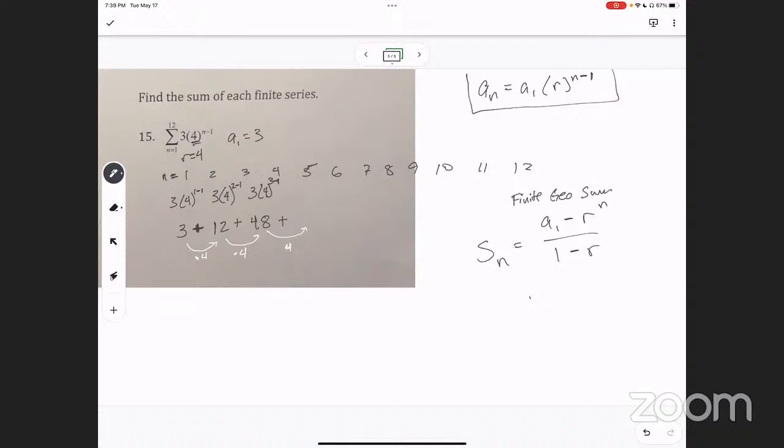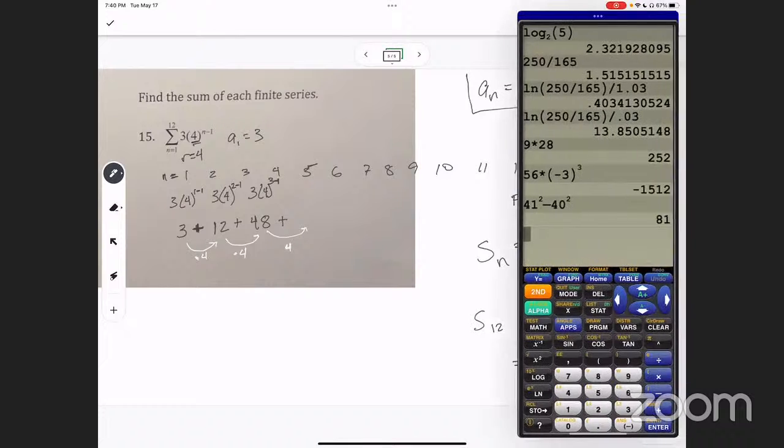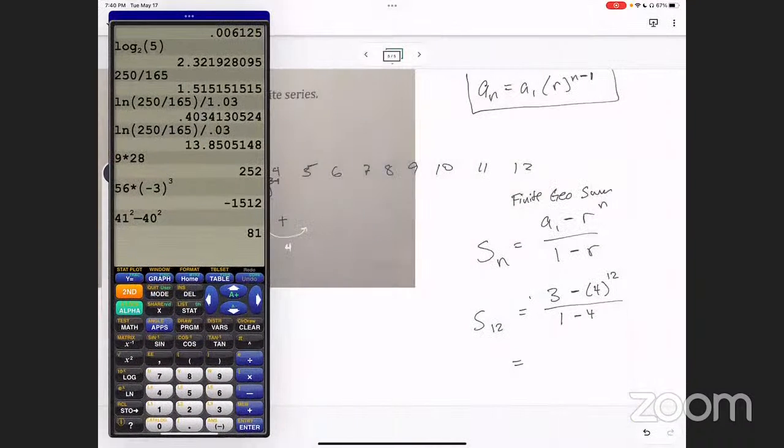Let's just plug them in. We're finding S sub 12, the first 12 terms, and the formula is the first term, 3, times 1 minus 4 to the 12th, all over 1 minus 4, because r is 4. You can just take your calculator out and punch it in. It equals 592404.33.